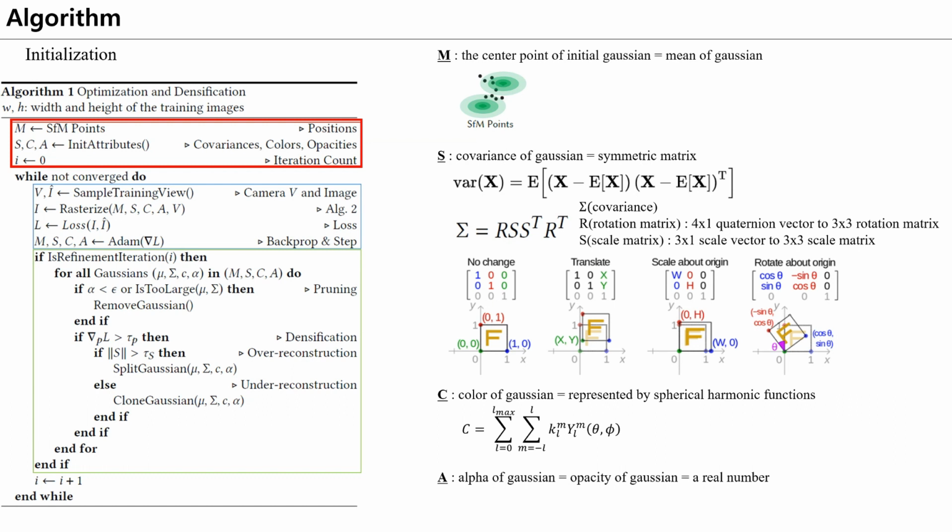The Gaussian's mean is initialized from the point cloud created with SFM as the central point of the ellipse. S is Gaussian's covariance. General covariance is defined as a symmetric matrix. In general, a symmetric matrix is created by transposing and multiplying the difference between the input value and the average value. Therefore, this paper was designed with a formula that multiplies these transposed values. In the pseudocode, covariance is the symbol S, but in the formula, it's written as sigma, and the sigma is composed of R, which is a rotation matrix, and S, which is a scale matrix.